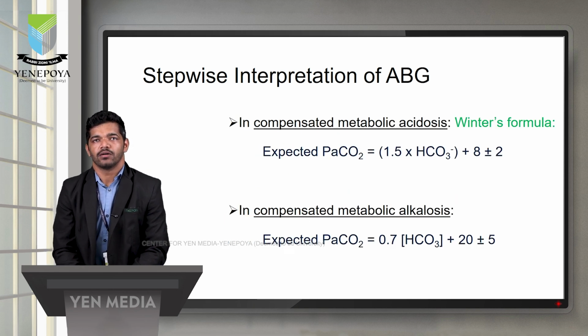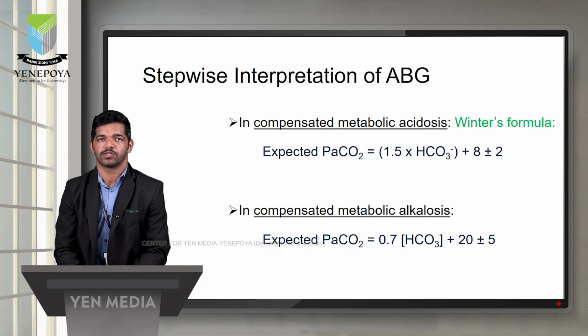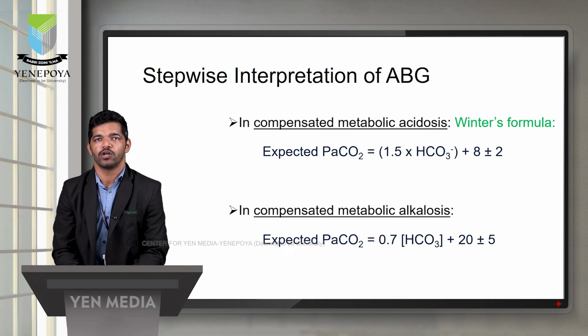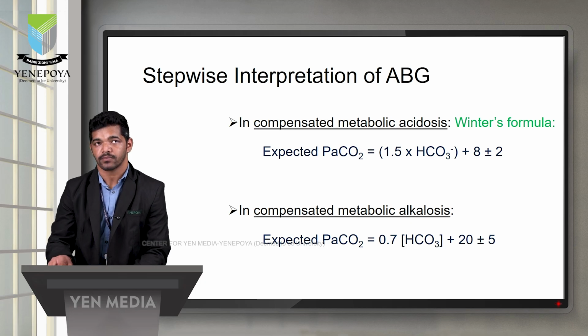If we get a primary metabolic acidosis, we have to apply Winter's formula to calculate the expected PaCO₂, that is 1.5 × bicarbonate + 8, plus or minus 2. If we get a metabolic alkalosis as the primary disorder, we calculate the expected PaCO₂ as 0.7 × bicarbonate + 20, plus or minus 5.